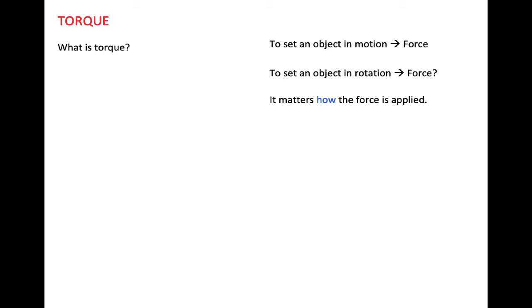We know that if we want to set an object in motion, we need force. We can ask a similar question. If we want to set an object in rotation, do we need force? Yes, we do, but it also matters how we apply that force. Let us understand this by looking at an example of opening a door, which is a rotational motion.